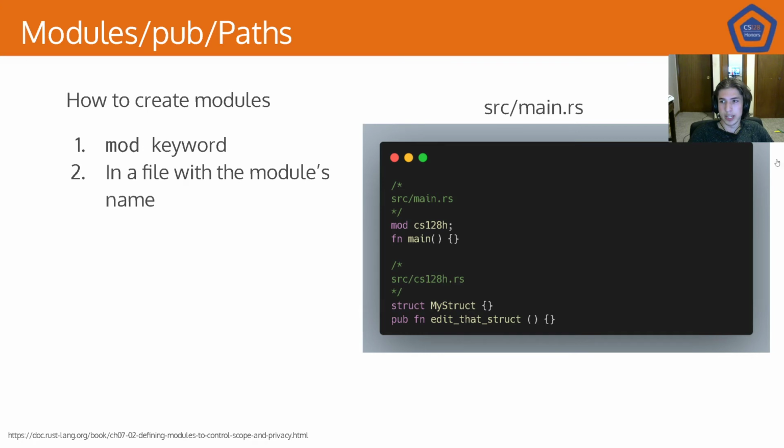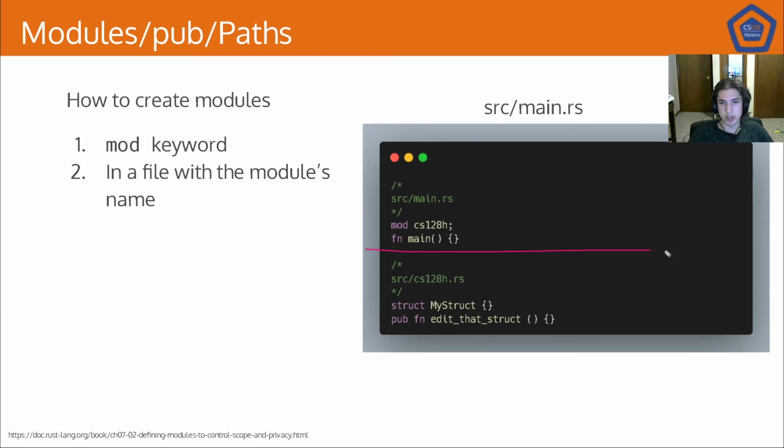You can also put it in a file with the module's name. So these represent two different files. This one, main.rs, is what you normally code in. Technically, I think you're coding in lib.rs, but similar. Effectively the same. Main.rs is run when you do cargo run.